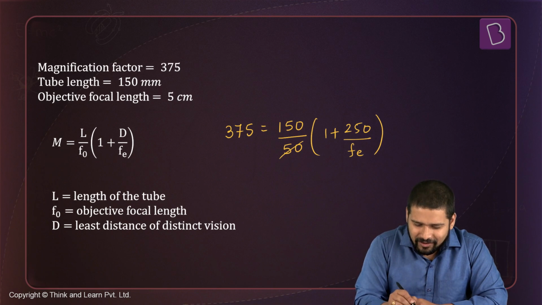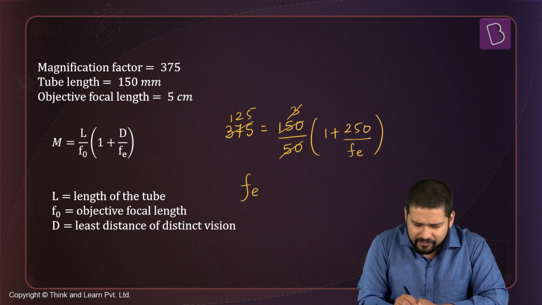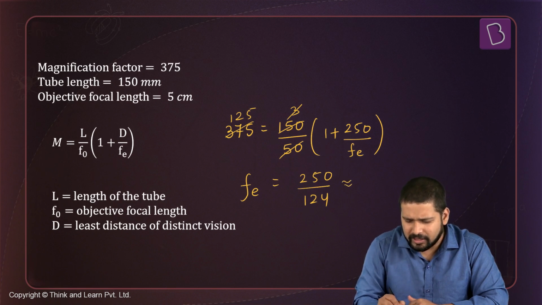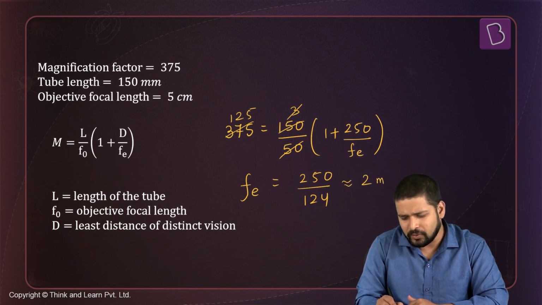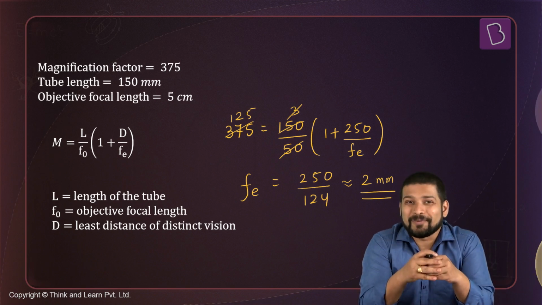The focal length of the eyepiece is what we have to figure out, right? So I can cancel this off. This goes 3 times and this will go 125 times, right? We end up getting the value of FE equals 250 by 124, in terms of mm, and this approximately comes out to be 2 millimeters, right? And that is the answer to this problem.